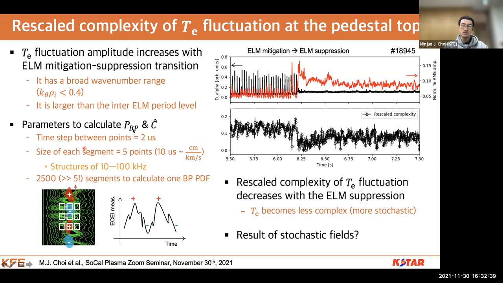And we calculate this band pump probability distribution over this time series data, temperature fluctuation. And we also calculate this rescaled complexities. And these are the parameters I used in this calculation. I select the time step between points as 2 microseconds, because this is the minimum time step we can have in our system. And we select the size of each segment as 5 points. So we take five serial points to check their order and plot the distribution of these orders. And these 5 points would correspond to 10 microseconds in time space.